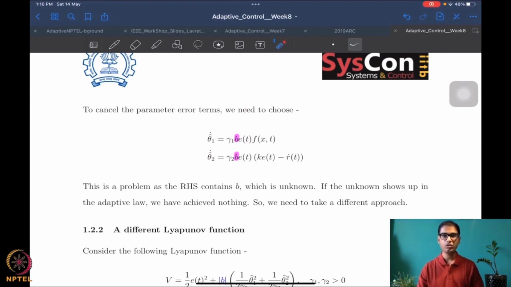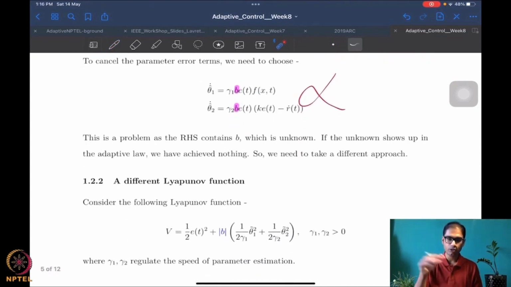Of course, so this is no adaptive control. This is not an adaptive control that can be implemented. Okay, this is not implementable. All right, so that's why I put a big cross.